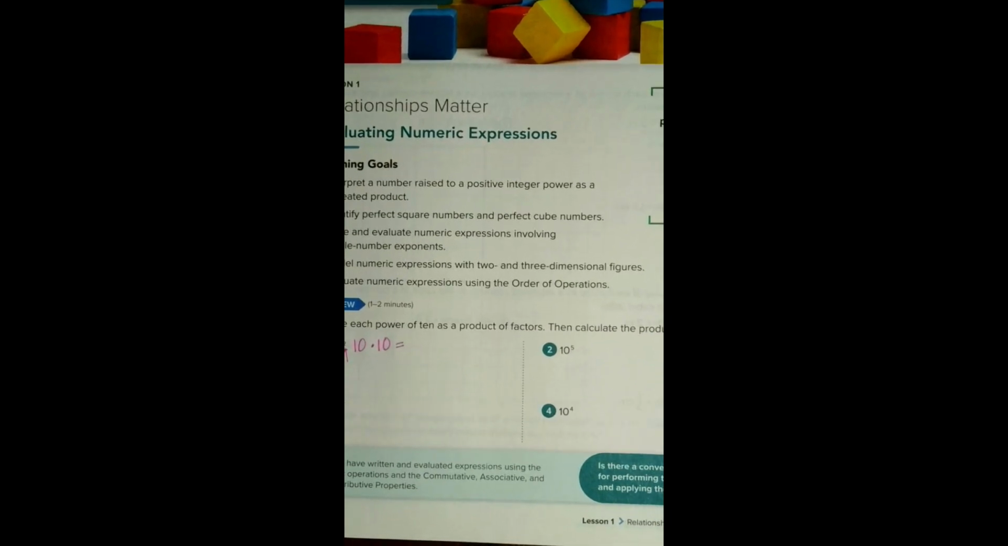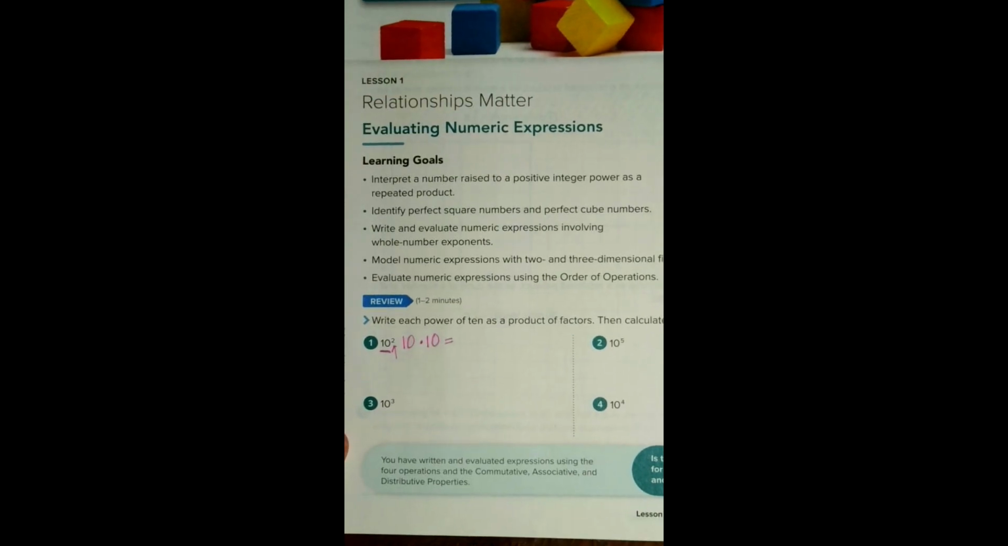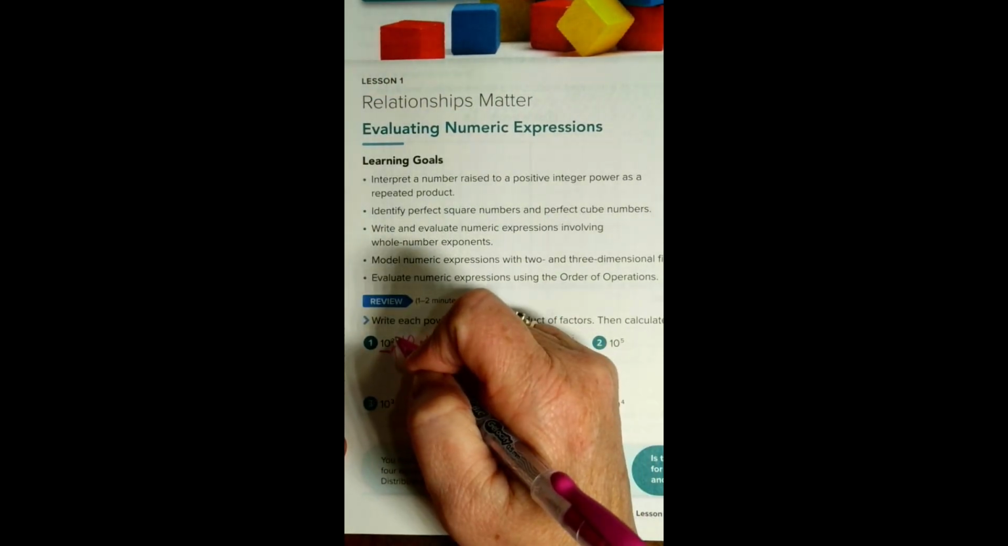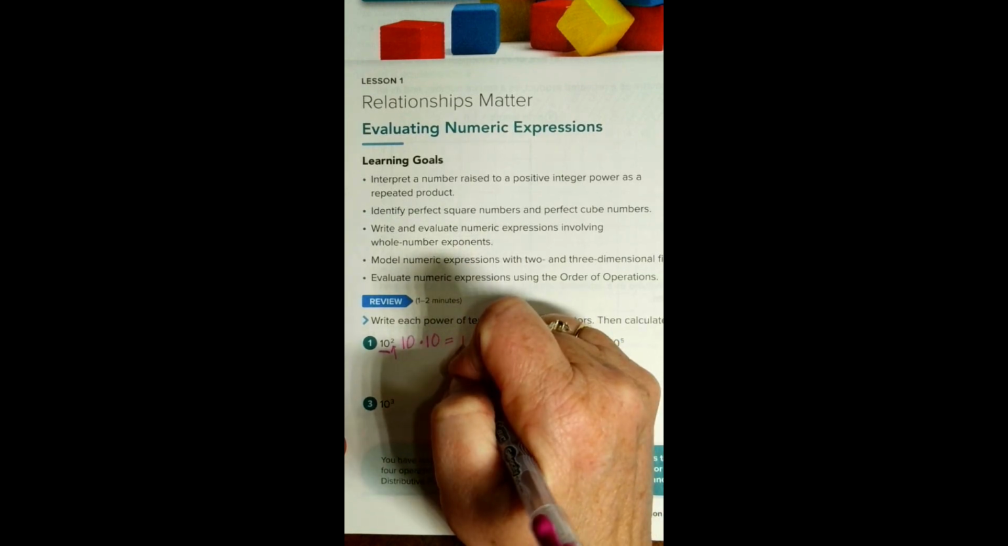Let me zoom in here a bit for you. Hopefully I remember to slide it around. So 10 raised to the second power is 10 times 10, which is 100.